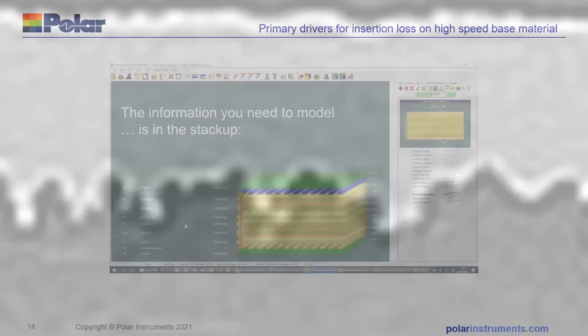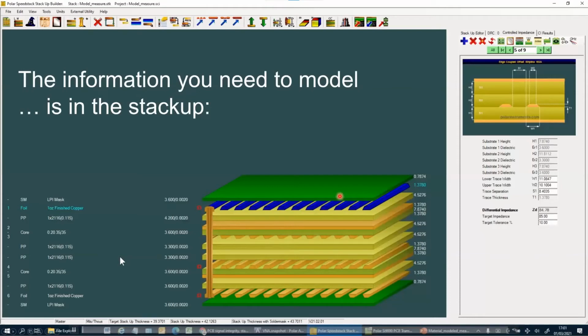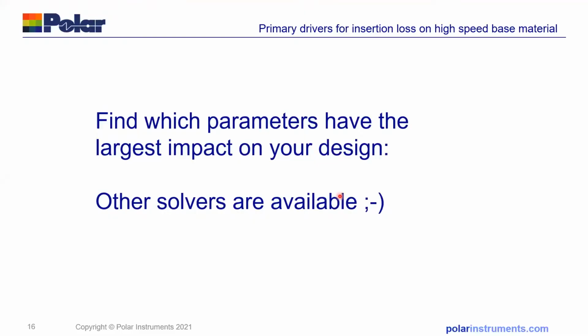So all the information you need to model the insertion loss is contained in the stack up. You contain the types of materials, the loss tangent, where the materials occur in the stack up, and whether you've got different types of materials within the stack up. It's quite useful to be able to take this and pass that information directly into a field solver. By using a field solver, and I'll use ours, but other solvers are available, you can find out which parameters have the largest impact on your design.